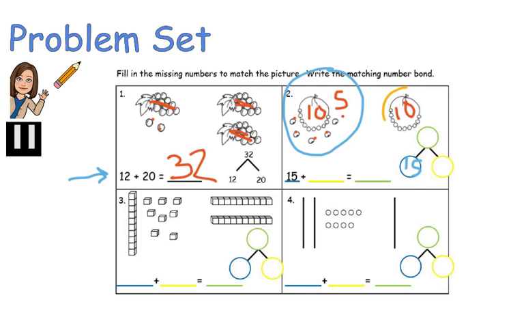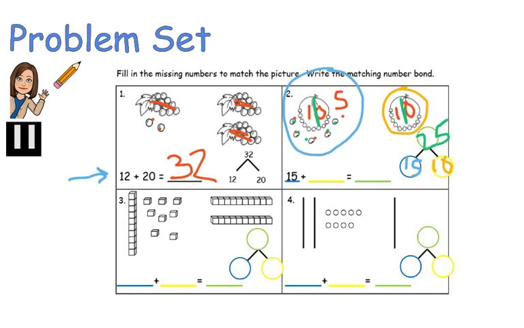And then I'm going to put this group in the yellow, so this is 10. So now we have to add 15 and 10 together. So let's see, we have 10, 20, 21, 22, 23, 24, 25.